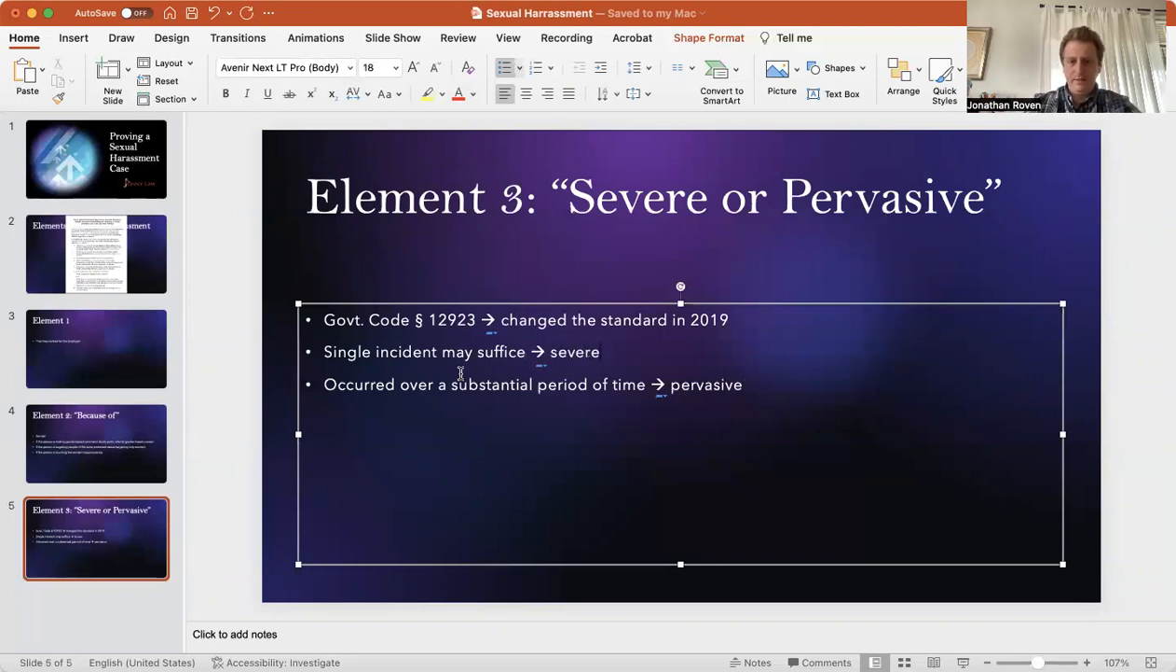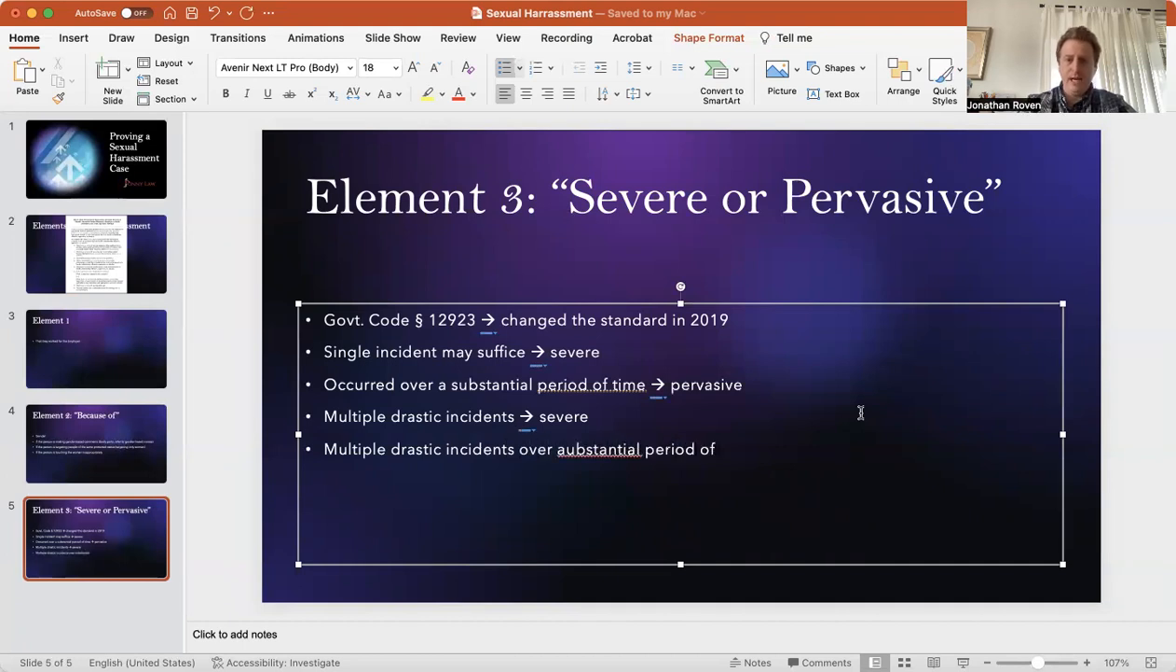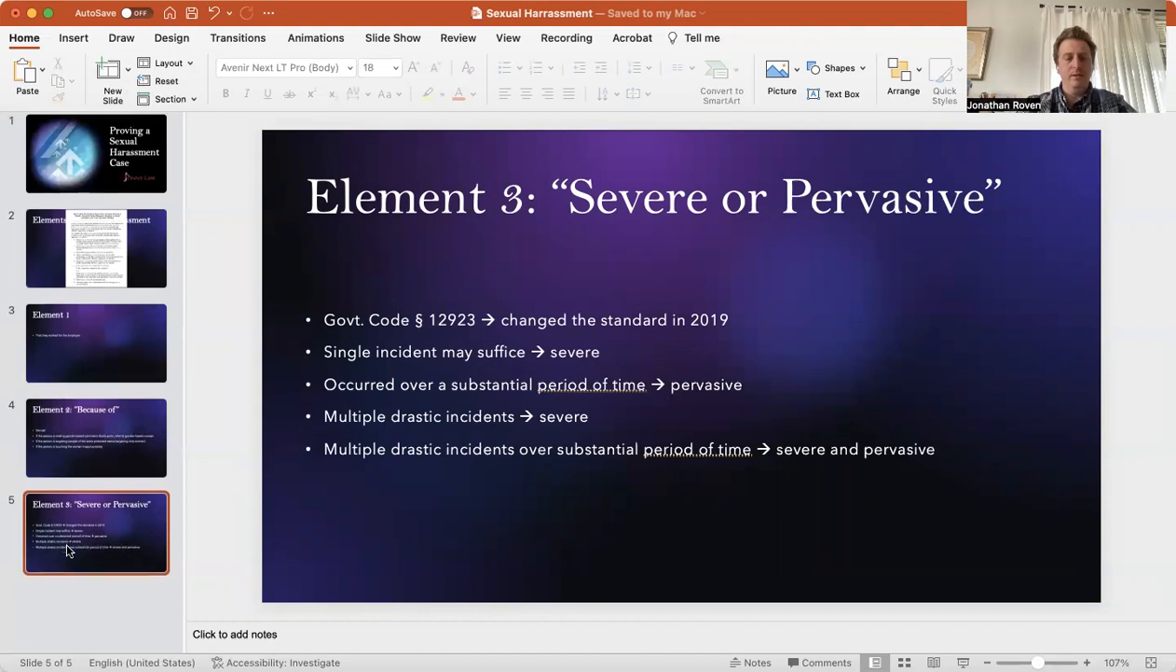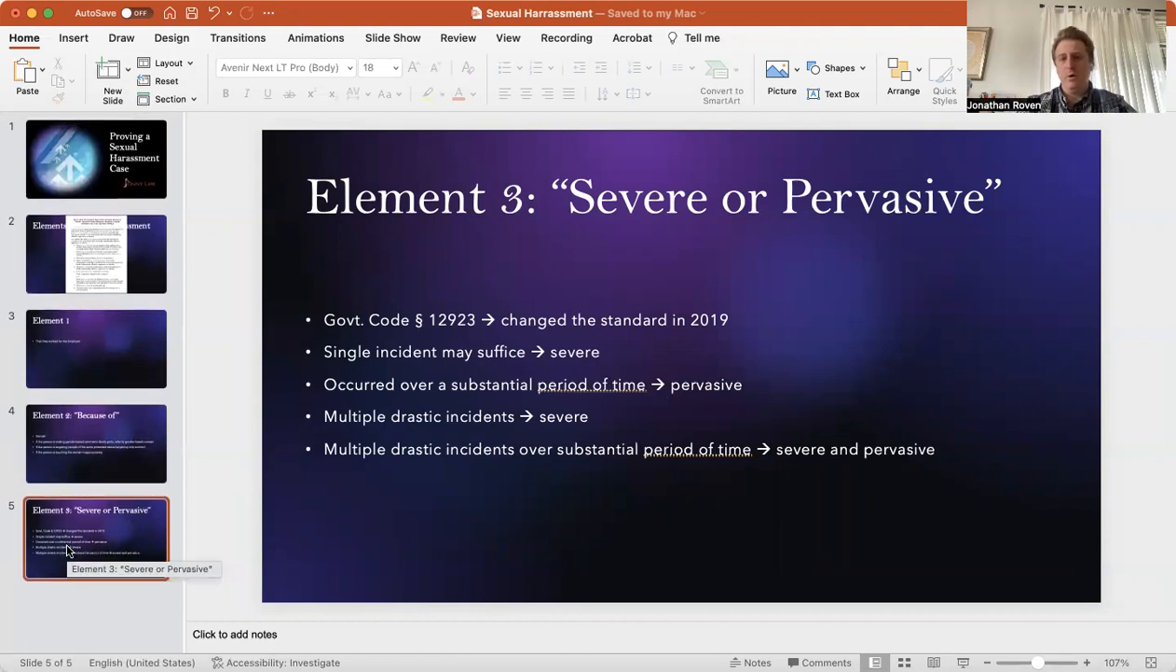And this would make it severe if it's a single incident. Multiple drastic incidents would make it severe, and multiple drastic incidents over a substantial period of time would be severe and pervasive, but you only need to prove severe or pervasive, not severe and pervasive. So that's essentially what severe or pervasive means.